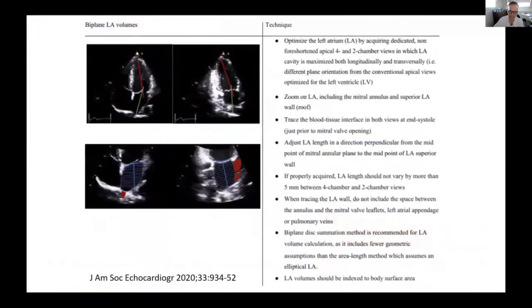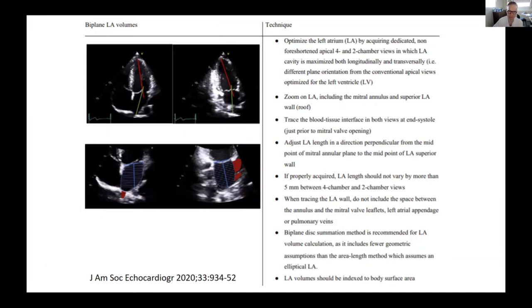And then before I move to function, I wanted to emphasize the quality of the assessment of the LA that you can have when you do a transthoracic echocardiography. And it's very important to have in mind this slide. This is from a paper that was published at the end of last year. In that paper, we emphasize the importance of optimizing the long axis of the LA to make sure that you don't underestimate the size of the LA.